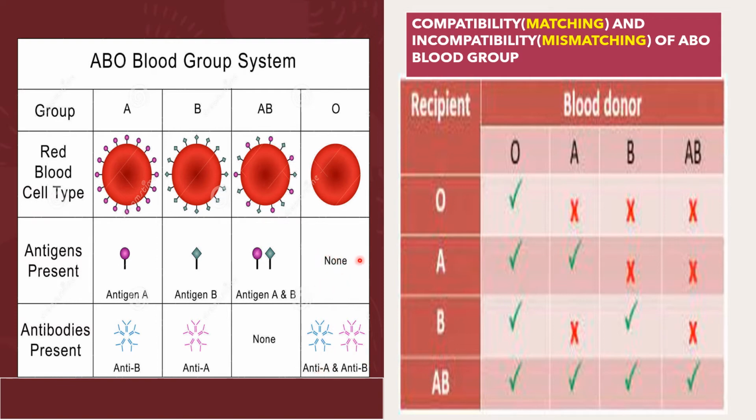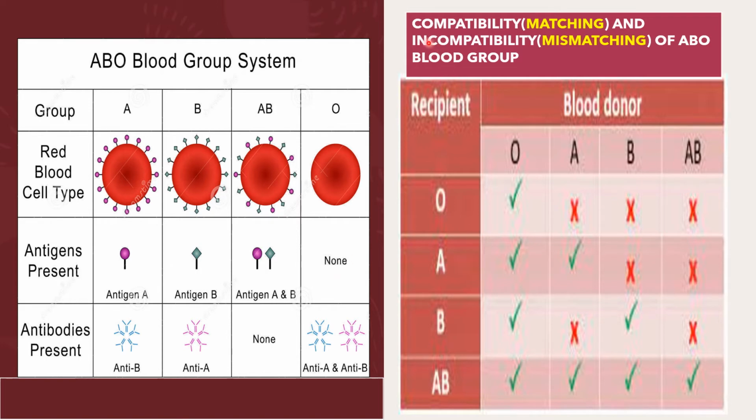But there is no antigen in their blood. So in blood group O, 2 types of antibodies are there, anti-A and anti-B. But in blood group AB, 2 types of antigens are there, antigen A and antigen B. Blood group AB has no antibodies. Blood group O has no antigens.